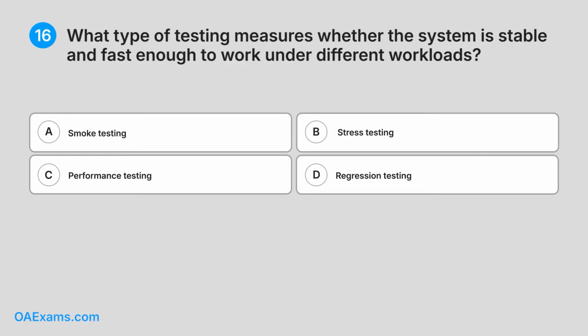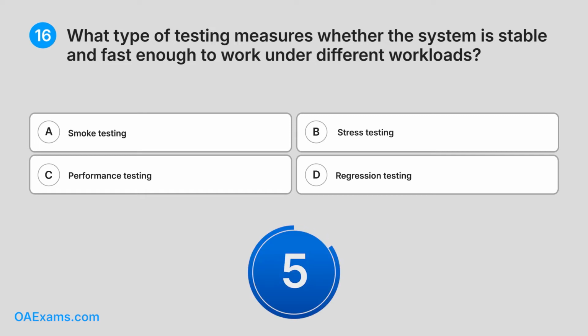16. What type of testing measures whether the system is stable and fast enough to work under different workloads? A. Smoke testing. B. Stress testing. C. Performance testing. D. Regression testing. What do you think is the answer?